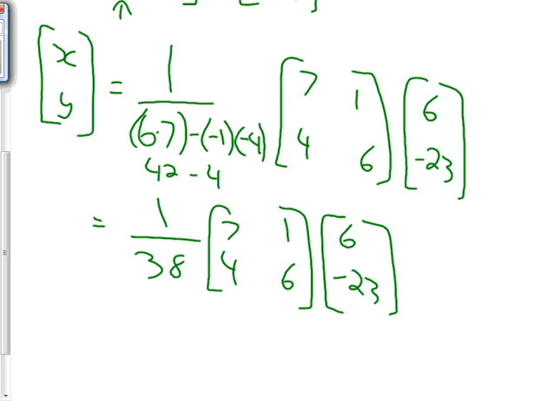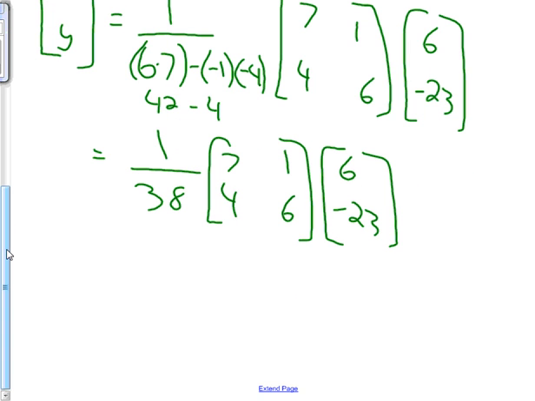Now we multiply that 1 over 38 into our matrix. So we're going to get 7 over 38, 1 over 38, 4 over 38, and 6 over 38.